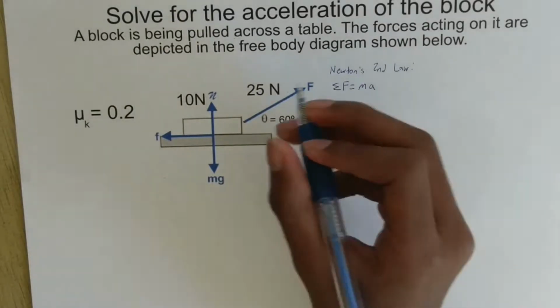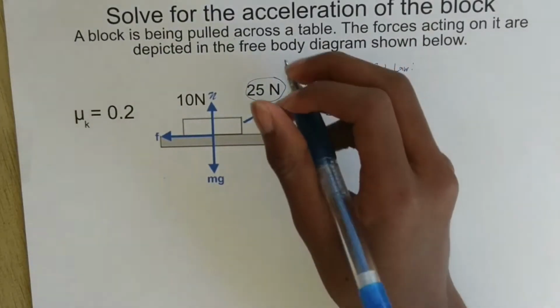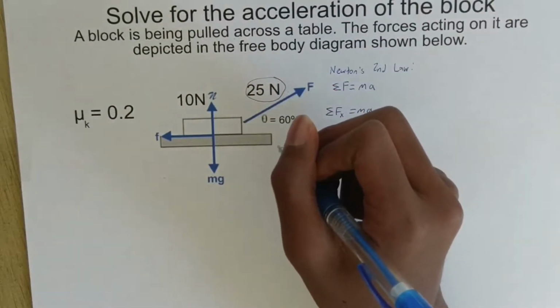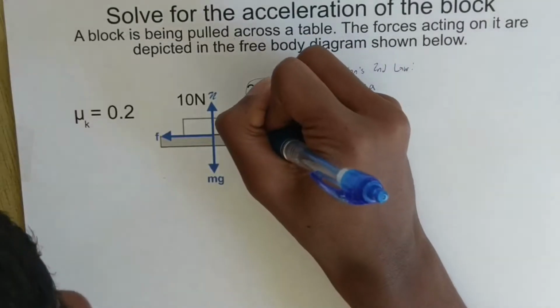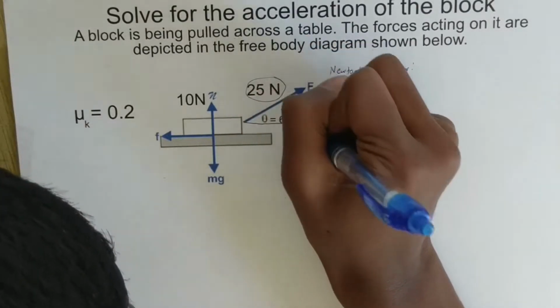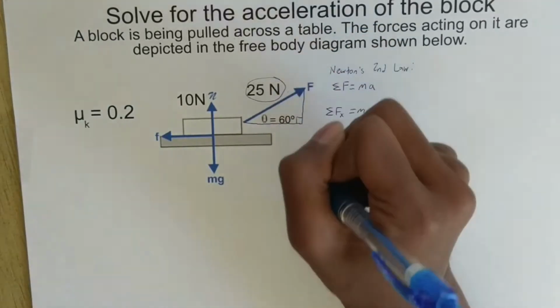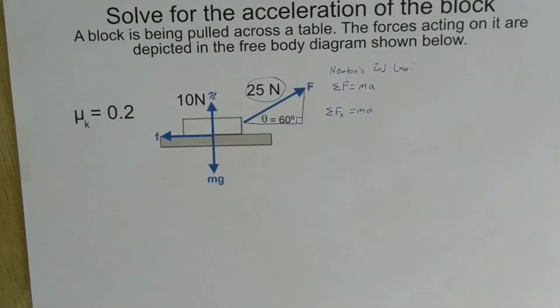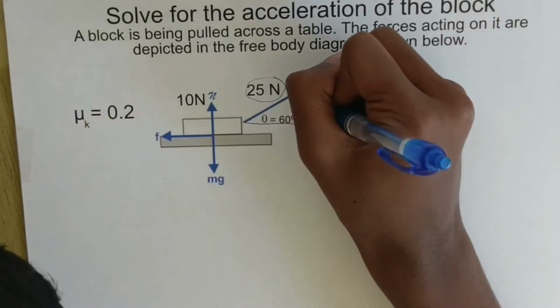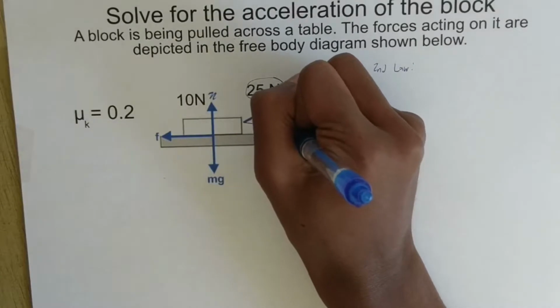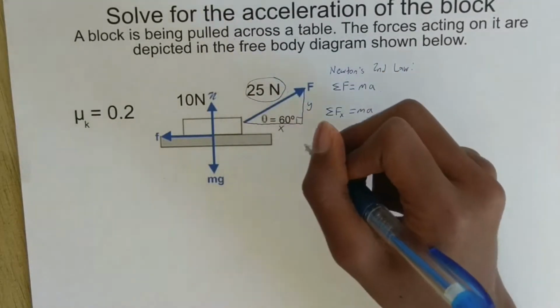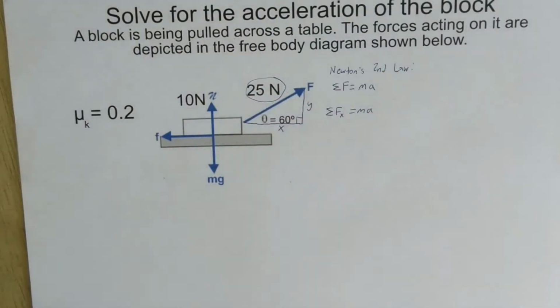The first step we're going to do is to split this 25 Newton force into its horizontal and vertical components. And we can do this by drawing the right triangle, like so. I'm going to call the vertical component y, the horizontal component x. And since we have the angle, we can use sine and cosine to solve for x and y.